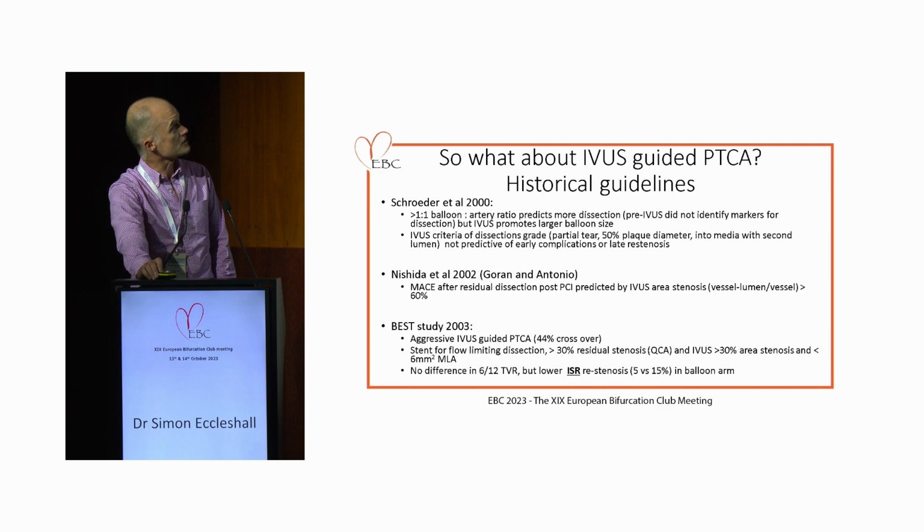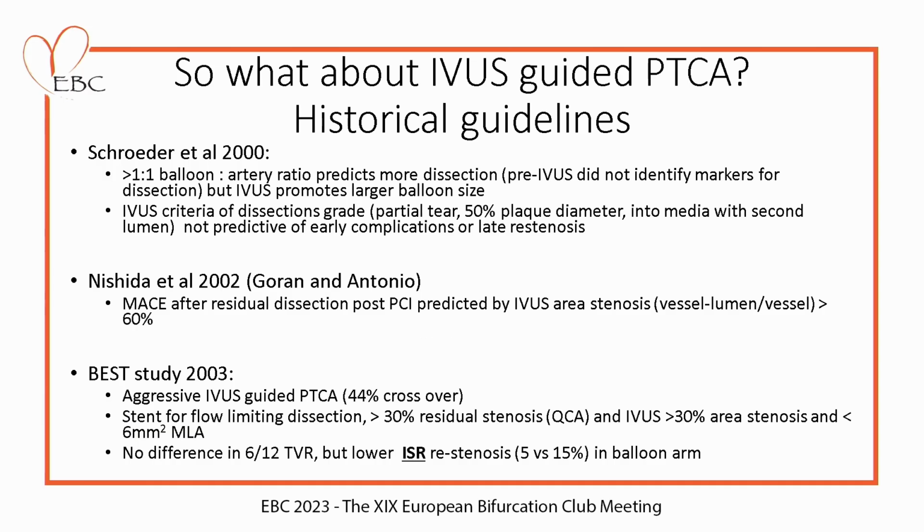So what about IVUS guiding balloon angioplasty rather than DCB? We're now going back about 20 years. In 2000, it was shown that if you use IVUS, it promotes larger balloon size. Larger balloon size means more vessel dissection. And the IVUS criteria for dissection grades, from none to a partial tear to 50 percent plaque diameter into the media with secondary lumen, were not predictive of early complications or late restenosis.